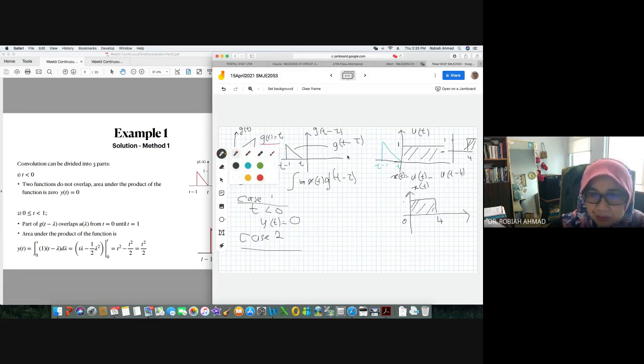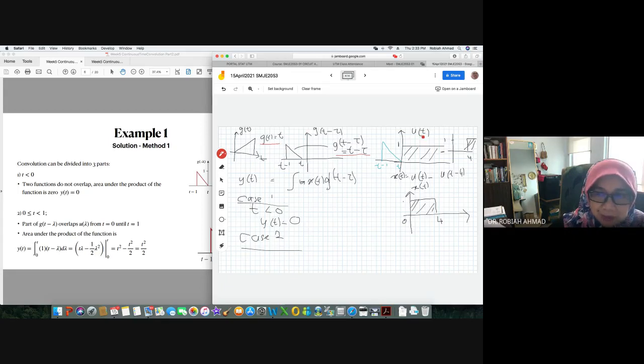So now its equation is T, but here I used lambda. Okay, it doesn't matter, lambda and tau are the same. So we have to bear in mind, if we use the triangle as the one that is going to be shifted and flipped, shift and flip, sorry.